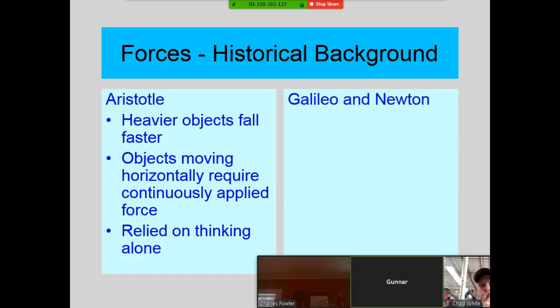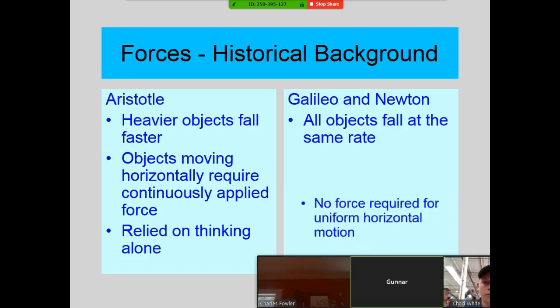However, here came Galileo, then followed by Newton. I think the year Newton was born was the year Galileo died. It's sort of like they tag-teamed with each other on the way in and out. But anyway, they showed that all objects fall at the same rate. Now, it may not seem like it makes sense, but it truly does. And we'll see why in a bit.